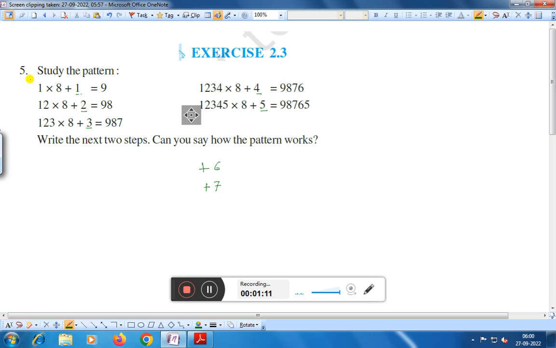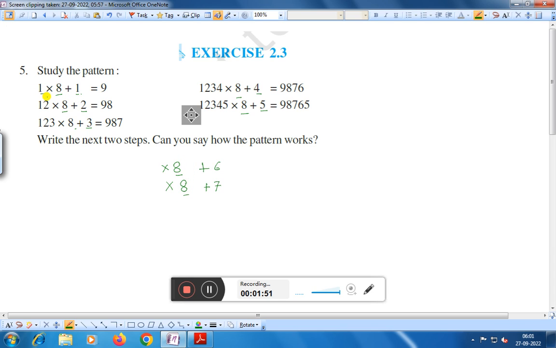Okay. Next you see this pattern 1 into 8 plus 1. This pattern is into 8. That means we have to multiply all these numbers by 8. This is also into 8. Right? Now see this pattern. This is multiplied by 8. This is also multiplied by 8, and this number is also multiplied by 8. The next number will also be multiplied by 8. Right?